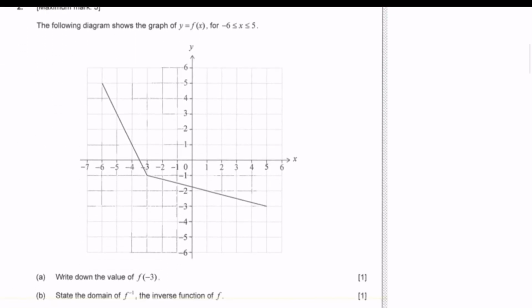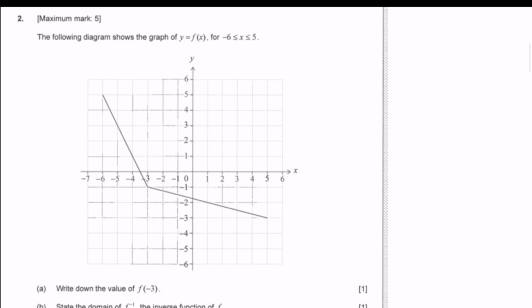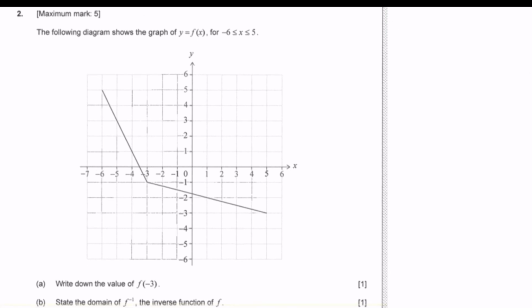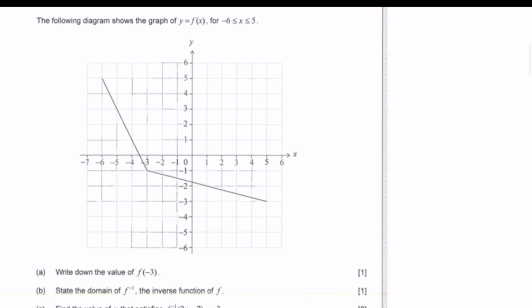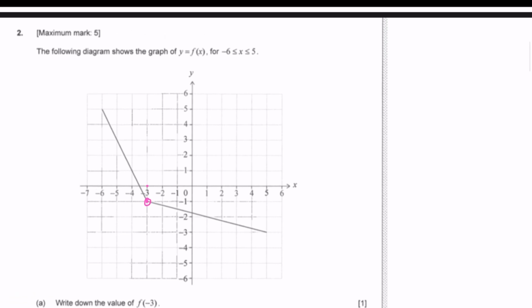Now let's move on to the next question. We are given the graph of y equals f(x), and the domain is from -6 to 5. We have to find the value of f of -3. If we go to x equals -3, go to the curve, the corresponding y value is -1. So for part A, f of -3 becomes -1.